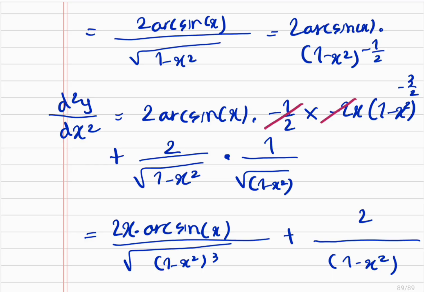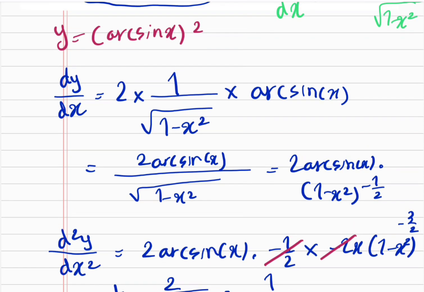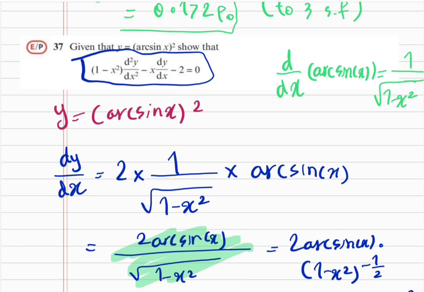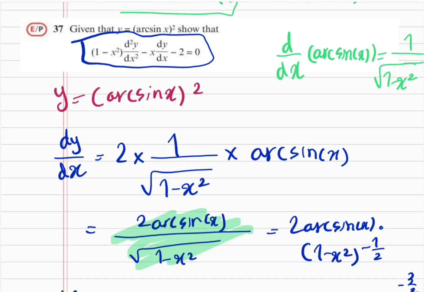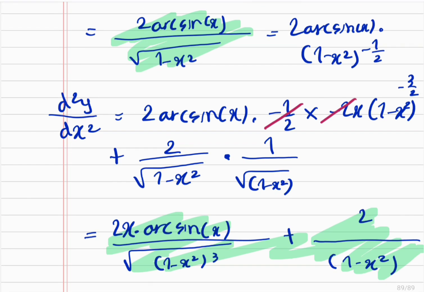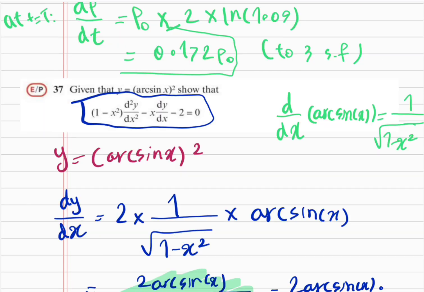Right. Okay, now, just a quick recap. We now have the second derivative, which is here, and we have the first derivative that's written here, and now we are at a position to substitute these into the given equation, which is 1 minus x squared times the second derivative, then minus x times the first derivative, then minus 2. So let's begin with the first one.